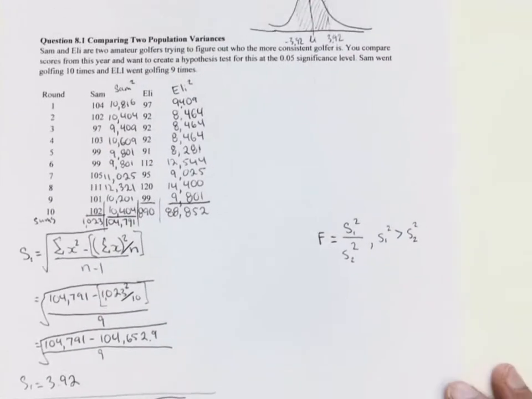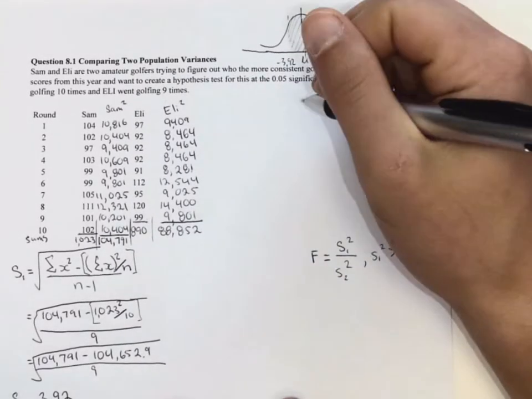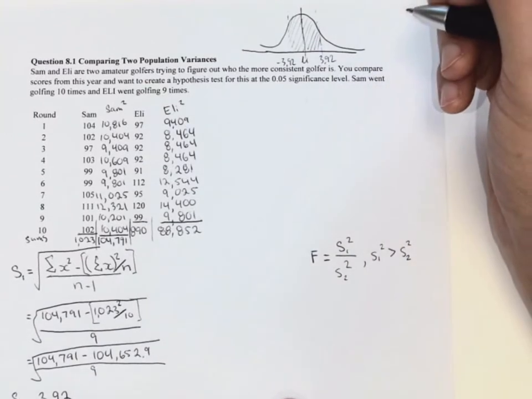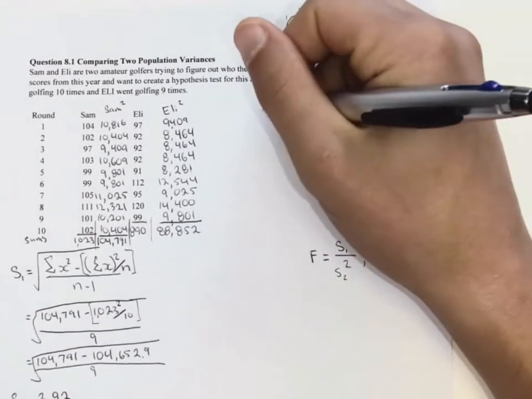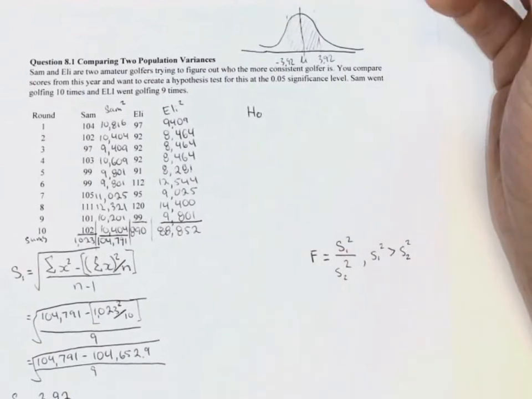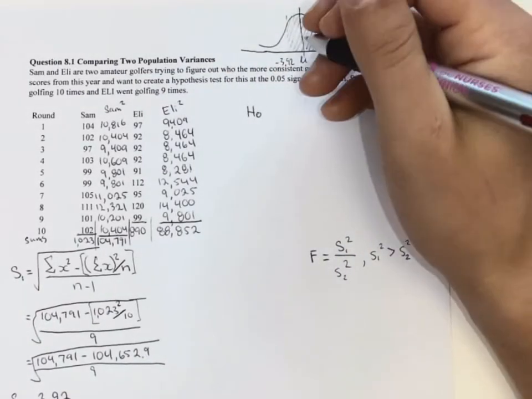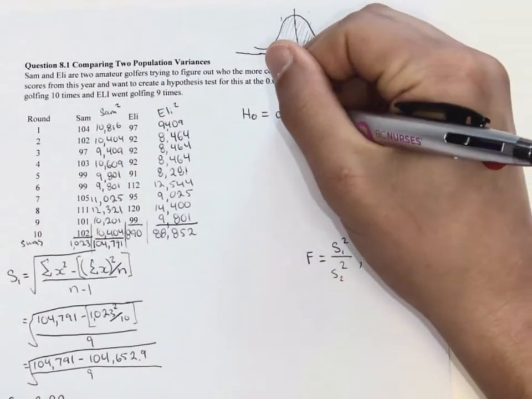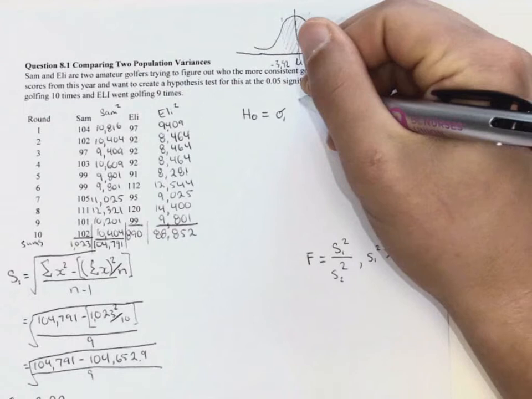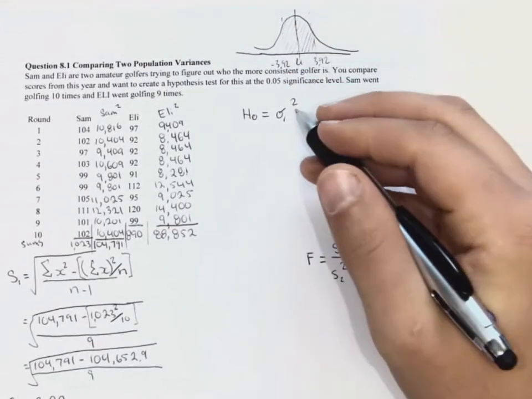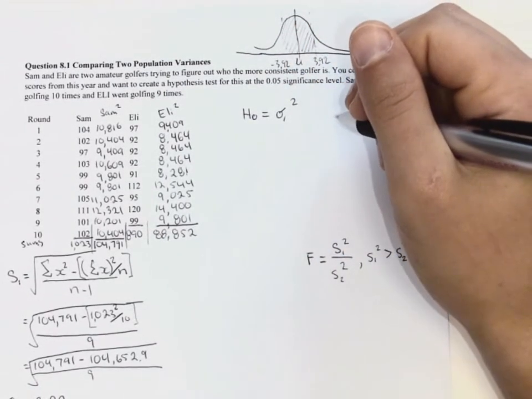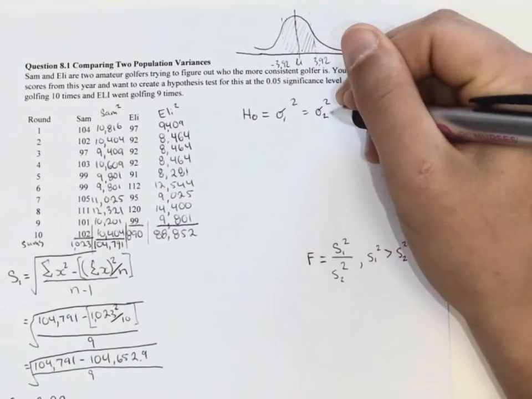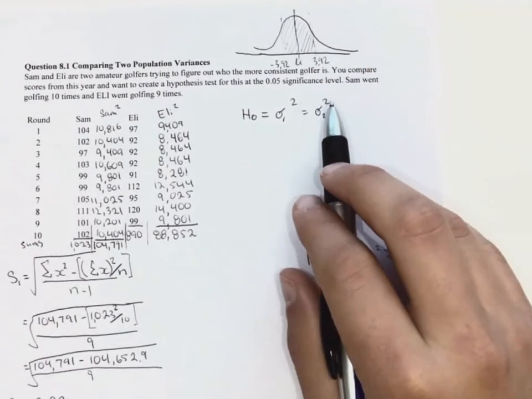Now, we need to do that. We need to just quickly discuss our hypothesis, because depending on if this is a single tail or a two-tail hypothesis test, it will depend on which distribution table we use. So for our hypothesis, we want to say that the population standard deviation, or the population variance, for Sam is equal to Eli's variance.